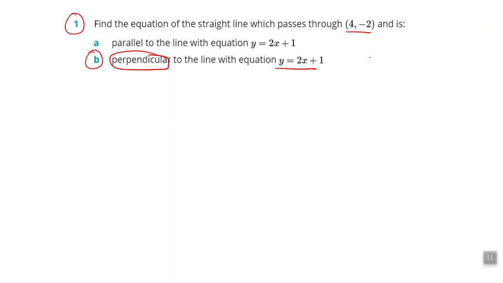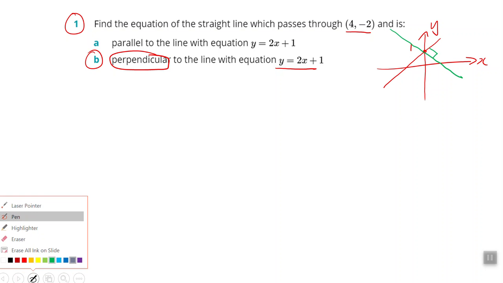Okay, so if I were to visually draw what's going on, we've got a line y equals 2x plus 1. So we've got a y-intercept at 1 and an x-intercept of a half. So it roughly looks like that. What we're trying to do is find a line which is perpendicular to it. So it's at 90 degrees to that original line, okay?